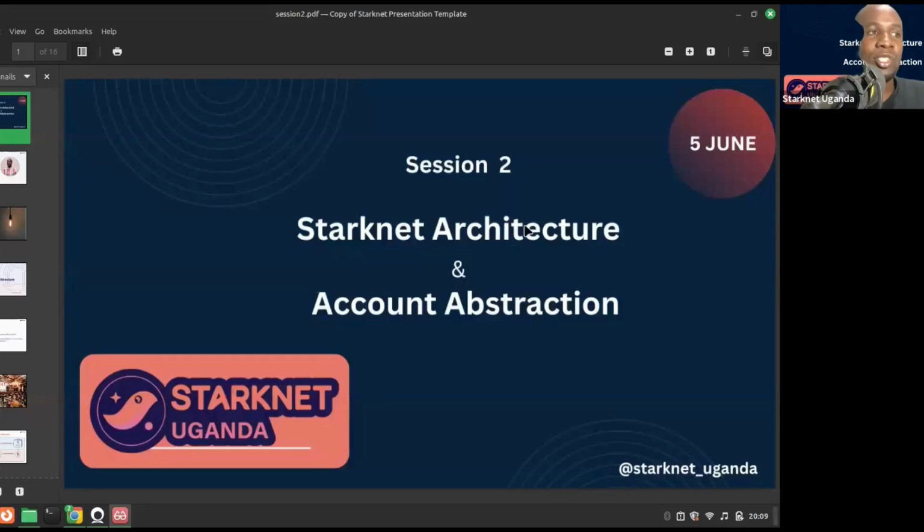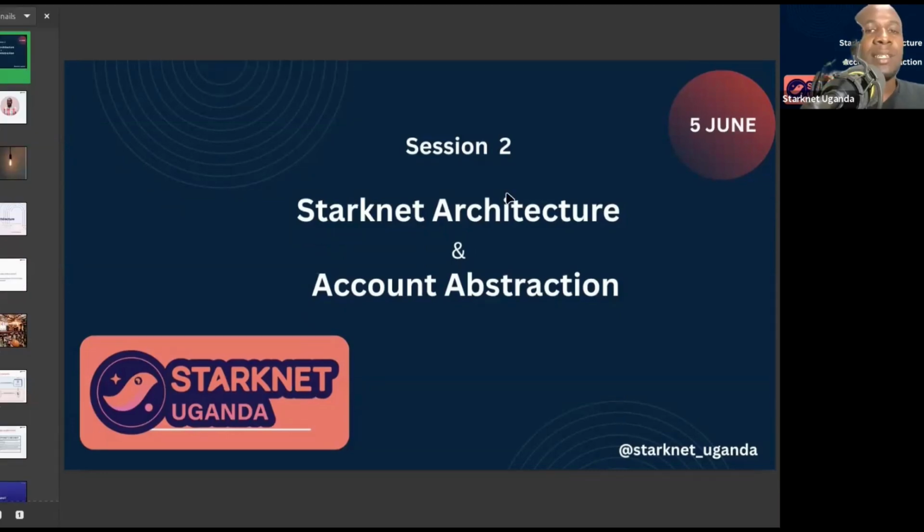Session 2, we are going to look at Starknet architecture and account abstraction. What does that entail? We are going to look at the inner chamber of Starknet. So in that, we are looking at the architecture.